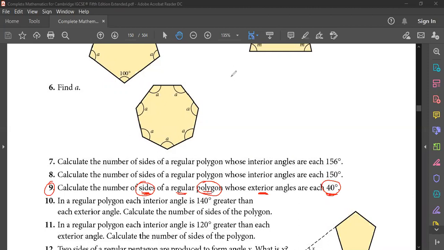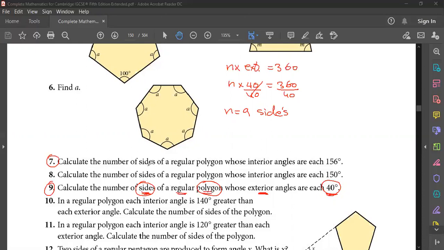9 sides, sir. How did you know? 40 times 9 equals 360, because exterior angles always sum to 360. Imad calculated that n times 40 equals 360, so 360 divided by 40, n equals 9 sides. He used the exterior angle as an easier way to find the number of sides. Okay? Let's come back to question 7.